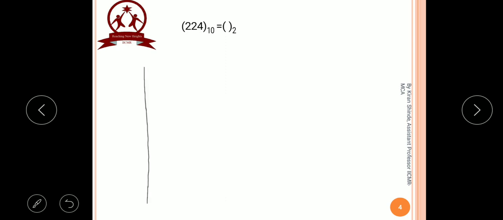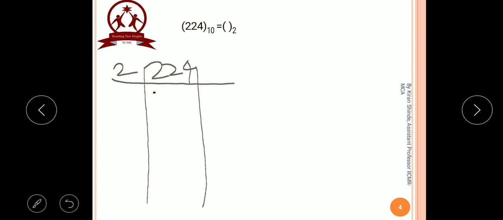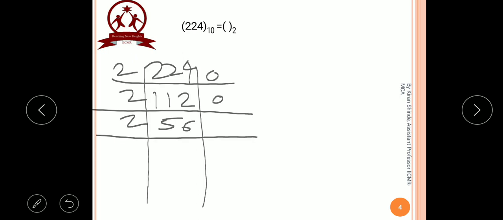Here you are given a decimal number as 224. So start dividing 224 by the target base. Here again the target base is 2. So we are going to divide 224 by 2. Start dividing. You will get remainder as 0. Divide 112 by 2. You will get quotient as 56. Remainder as 0. Continue the division.